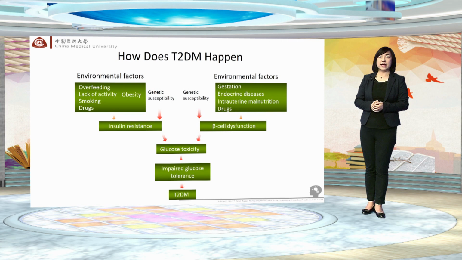How does type 2 diabetes happen? There are two factors. One is genetic susceptibility and the other is environmental factors, including overfeeding, lack of activity, obesity, smoking, and so on. All of these factors can lead to insulin resistance and beta cell dysfunction, leading to increased blood glucose finally.